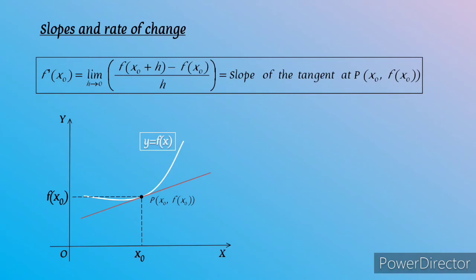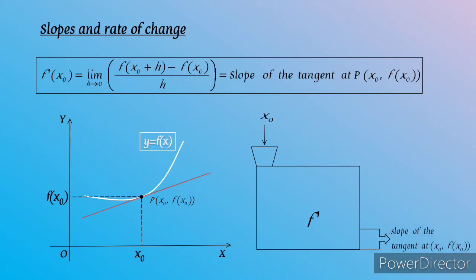f' is also a function, whose domain is the same as that of the function f, where the limit of the above expression exists. Sometimes it is helpful to think of f' as a machine, which takes as input points from the curve where we can draw tangents, and spits out the slope of the tangent at that point as the output.